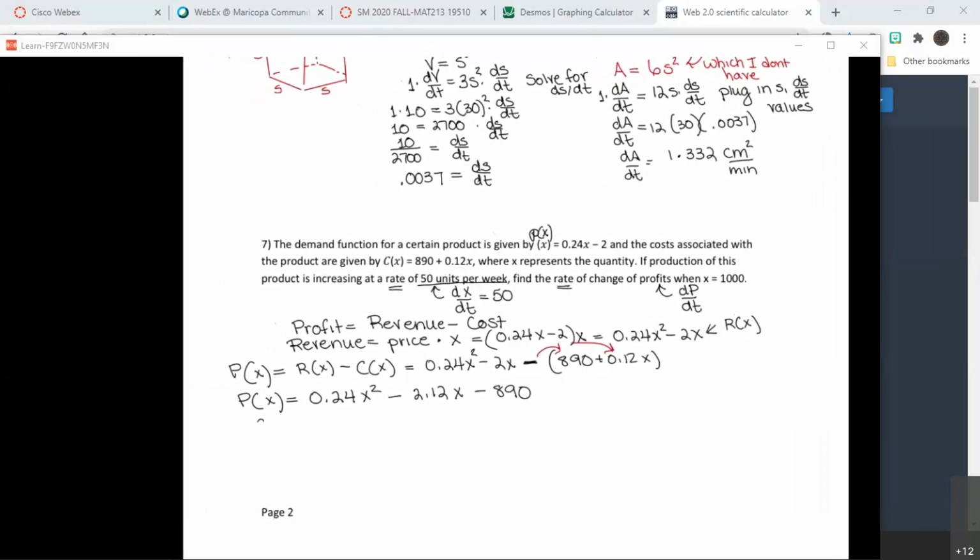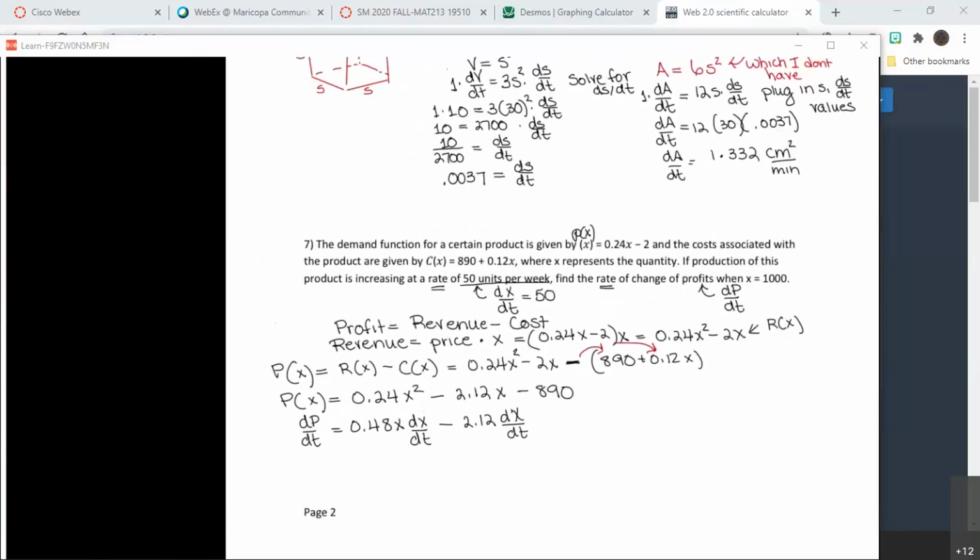Then I want dP/dt. So I want the derivative of profit with respect to time. So I'm differentiating my x's with respect to time. First I differentiate the outside. That's the outside function, here's the inside function. If I differentiate the outside function, and then the inside function. The 890 doesn't give me anything.